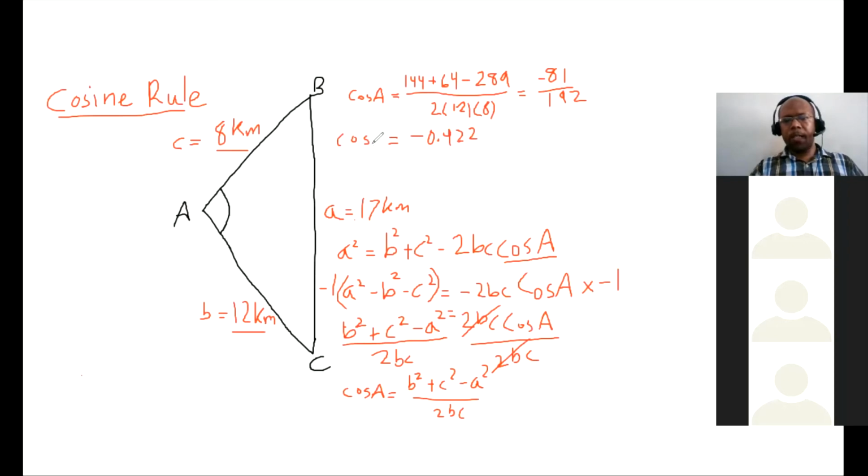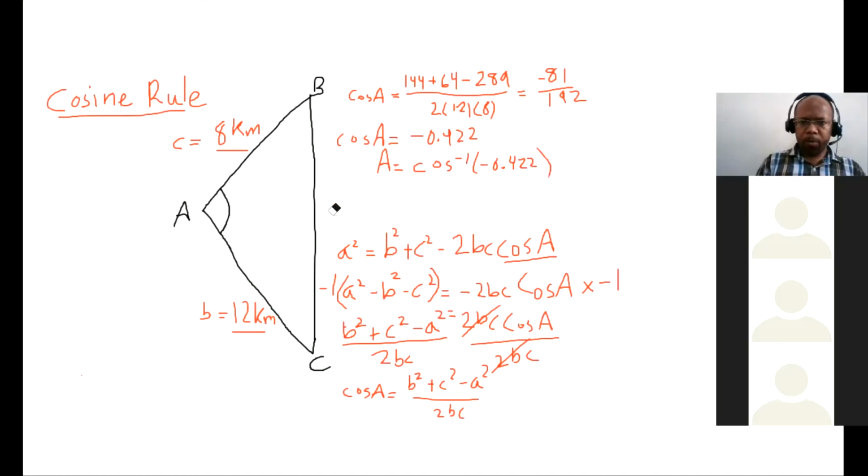But you guys know how to deal with finding the angle. That's what you had for your assignment. Your previous assignment was finding angles. So what do we do? We find the inverse of cosine, which is cosine -1, open bracket, negative 0.422, close bracket. Okay. And we're almost there. Let's move this out of the way for right now.